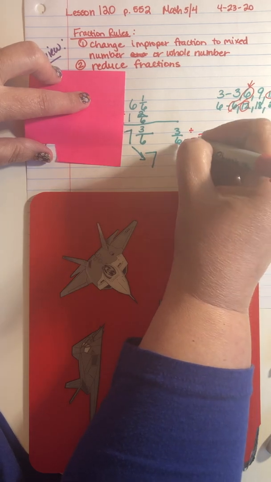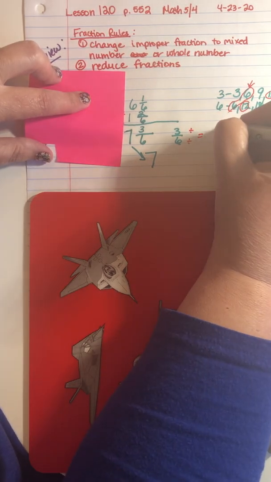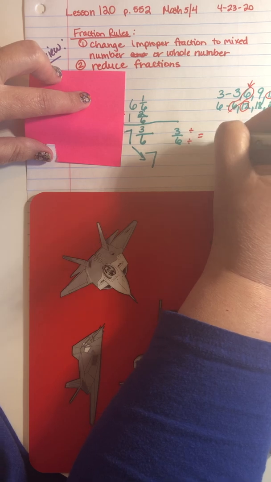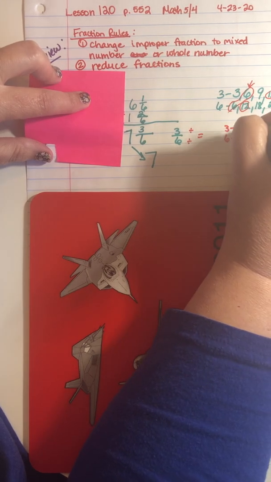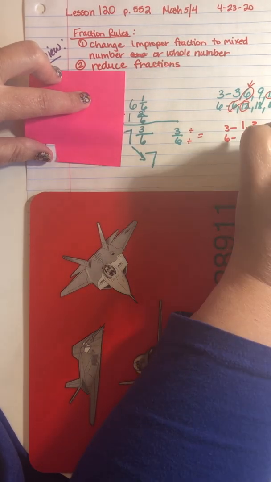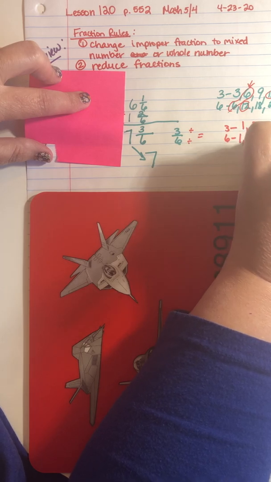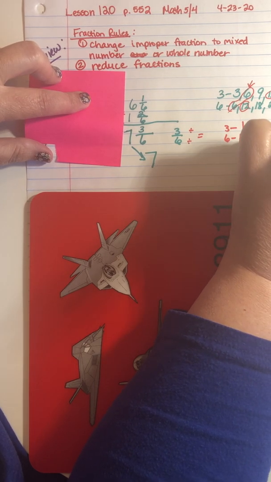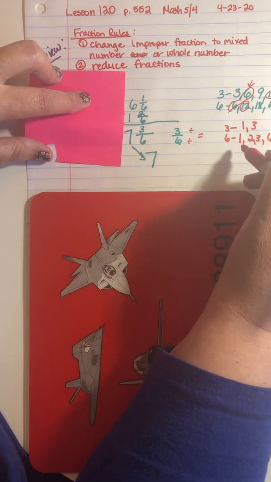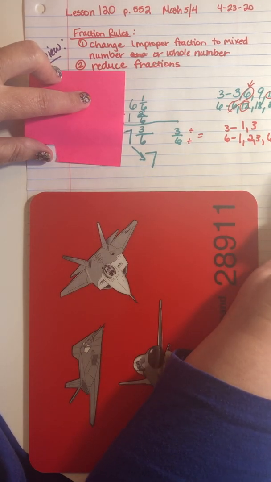So for 3 and 6, remember I can do their factors. When I'm dividing, I do their factors. So 1 times 3 gives me 3. Then 1 times 6 and 2 times 3. Those are my factors for 6.